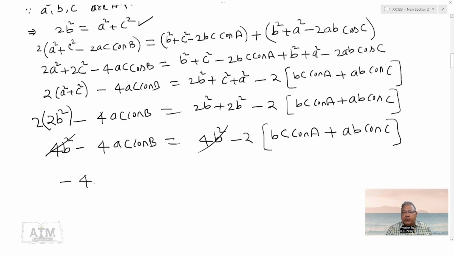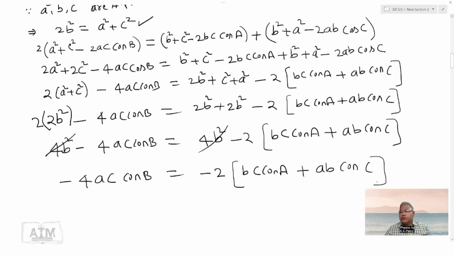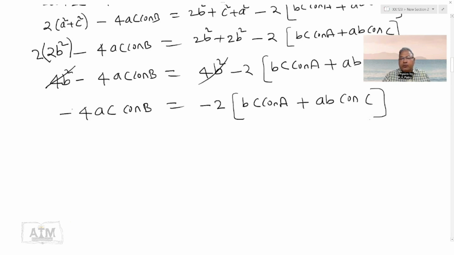So we get minus 4ac cos B equals minus 2 bc cos A plus ab cos C. On both sides minus gets cancelled, applying sine rule. That is a equals k sine A, b equals k sine B, and c equals k sine C. This is nothing but sine rule.